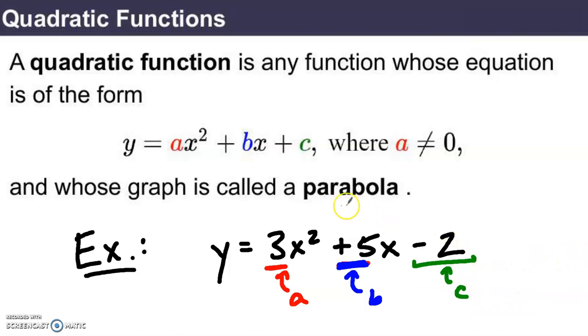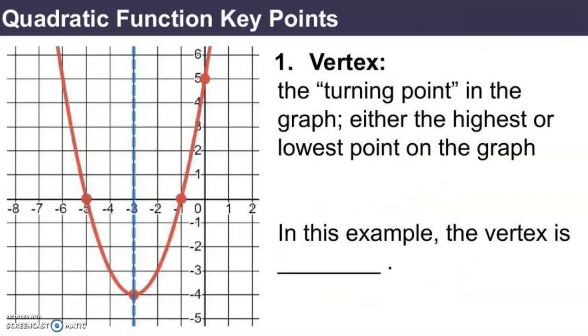So we're going to talk today about what the graph of a quadratic function looks like, and those are called parabolas. So this is what the parabola looks like. Every parabola will look something like this. It's important to note that this is not a linear function. It's not that the rate of change is always the same.